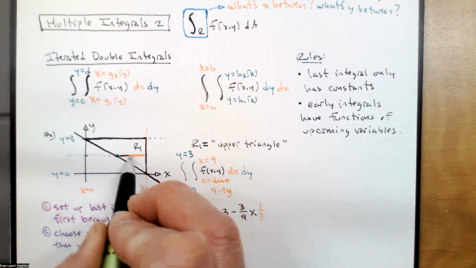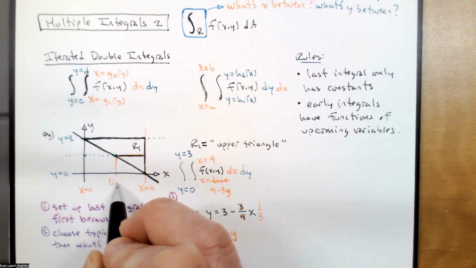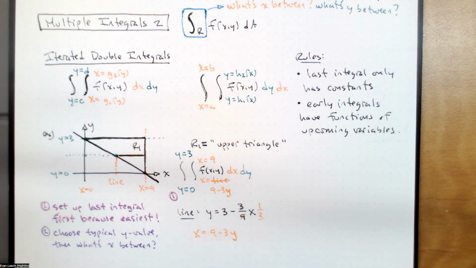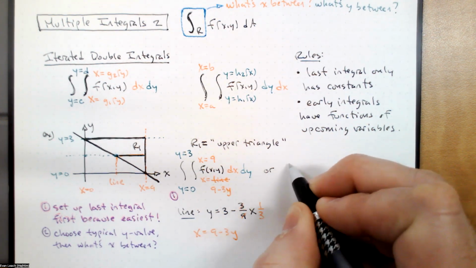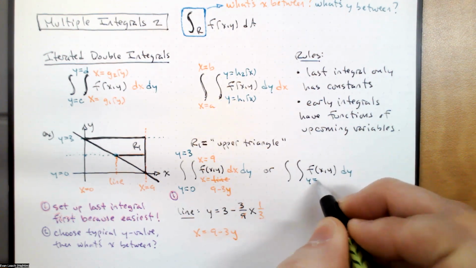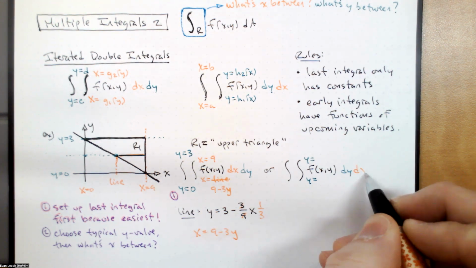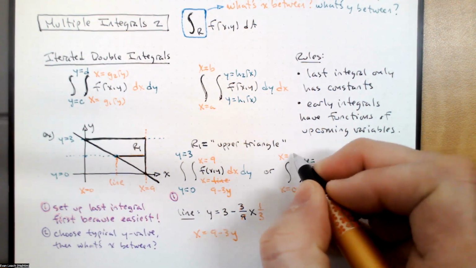Or you should say this is a line along a typical y value. We don't get away with just writing 1 when there are 2 available. So I have to write a dy dx integral. The last integral only gets to use constants, so it's the easiest one to set up. In this region, x goes from 0 to 9. I don't worry about anything else. I just look where the region is between on the x. x goes from 0 to 9.